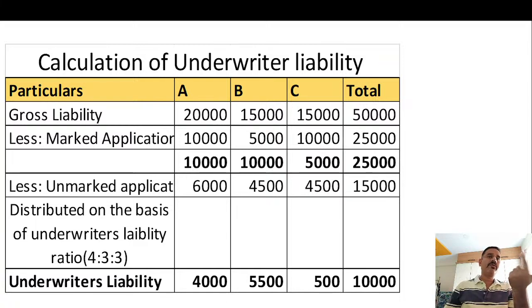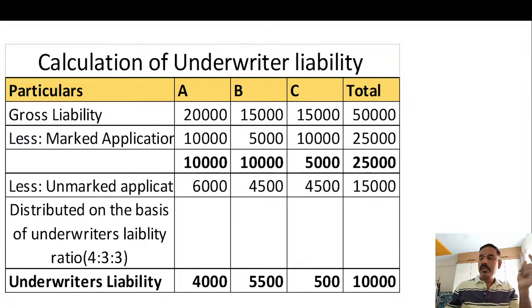This working note you have to make. Maybe I have done it in the second slide, I don't know, so you will see that. So unmarked applications, how are you going to calculate? Total applications minus marked applications equals unmarked applications. These unmarked applications you have to distribute on the basis of 40%, 30% and 30%. So I made it a 4:3:3 ratio. Like this also you can make it. Otherwise you can directly put 40%, 30%, 30%.